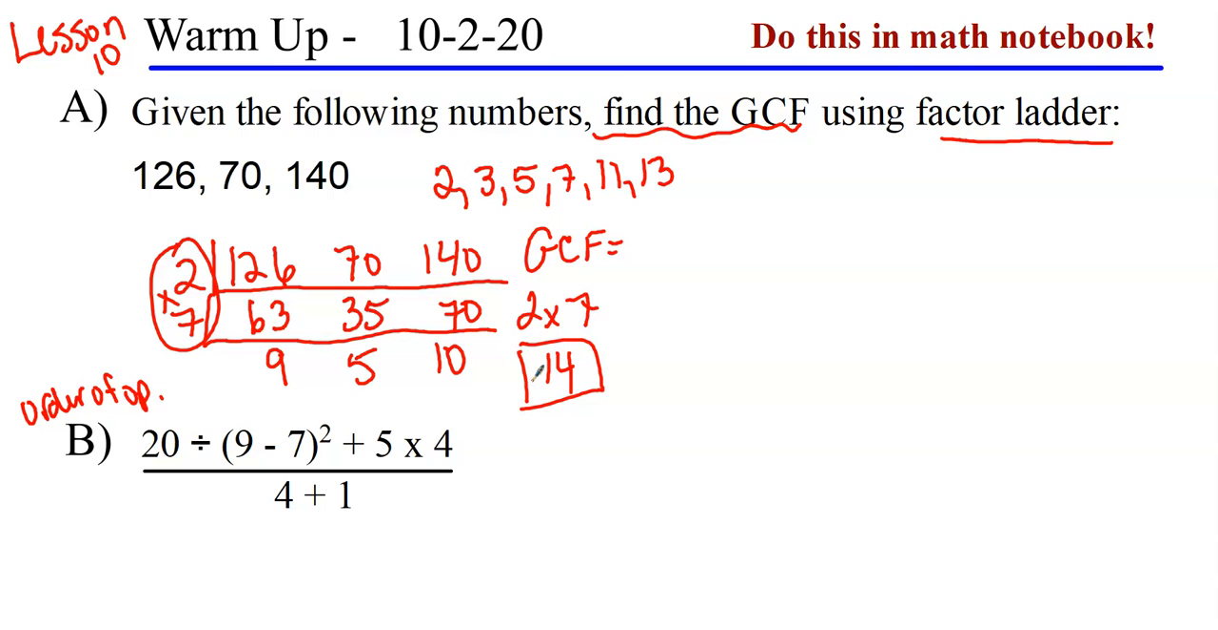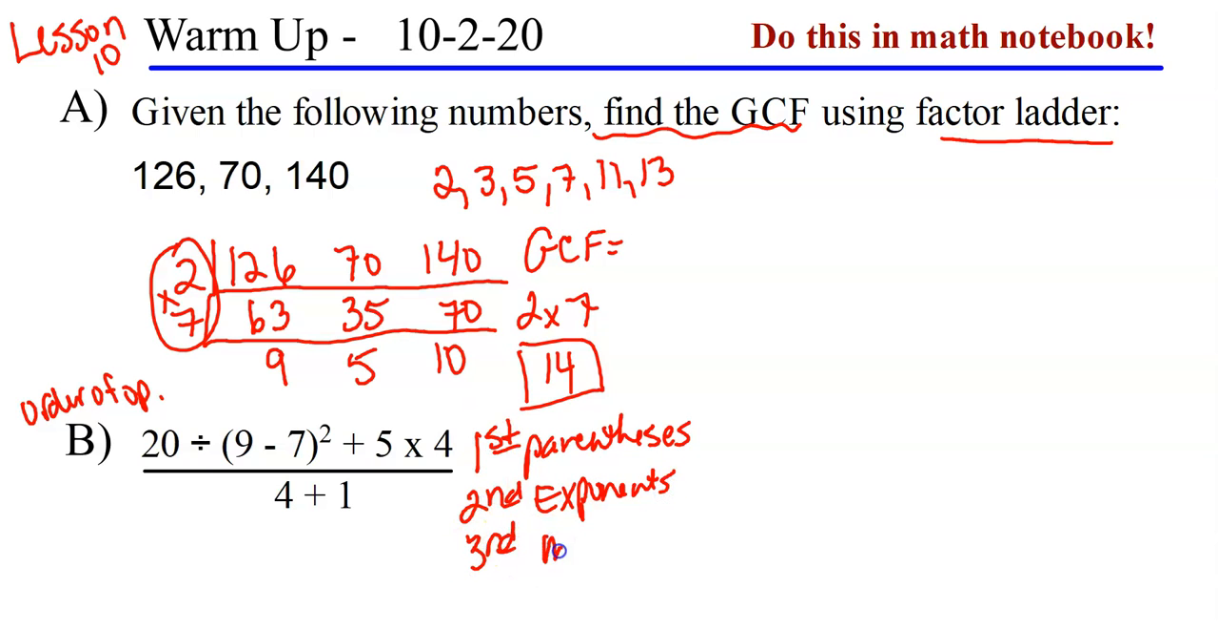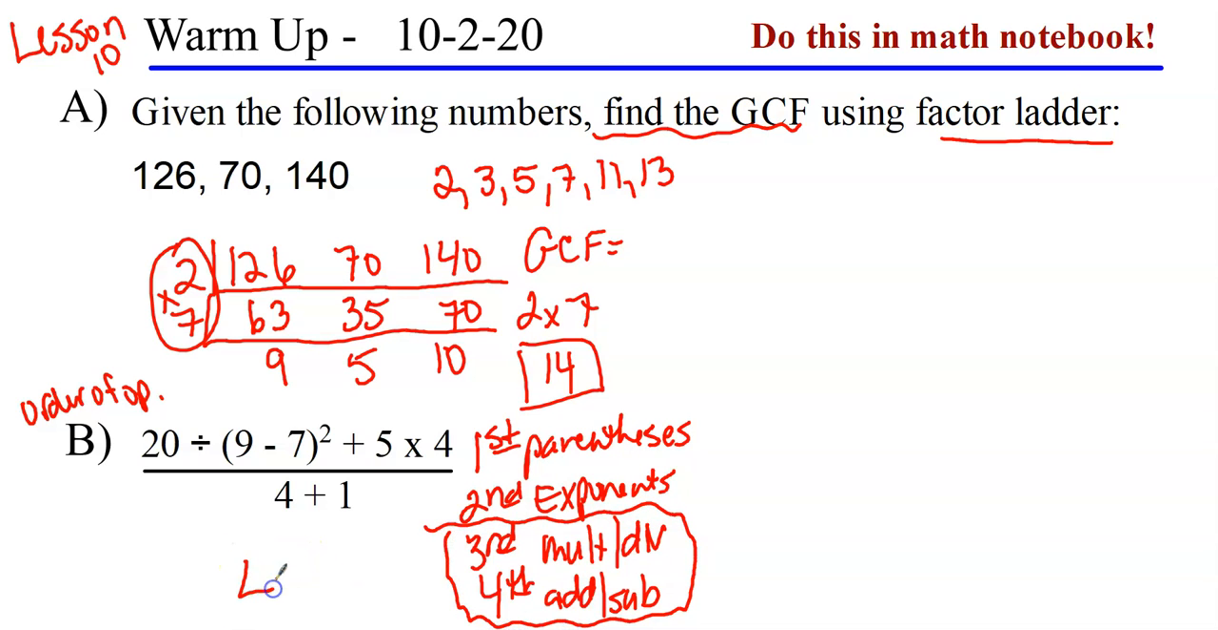Okay, now I'm on B, and I'm going to remind you of the order of operations. The first step is parentheses. The second step is exponents. Third step is 2 operations: we're going to do multiplication and division, and then the fourth step is addition and subtraction. And remember that for these 2, you must go from left to right. So just because I write multiplication first doesn't mean I always do multiplication first. I have to go left to right.